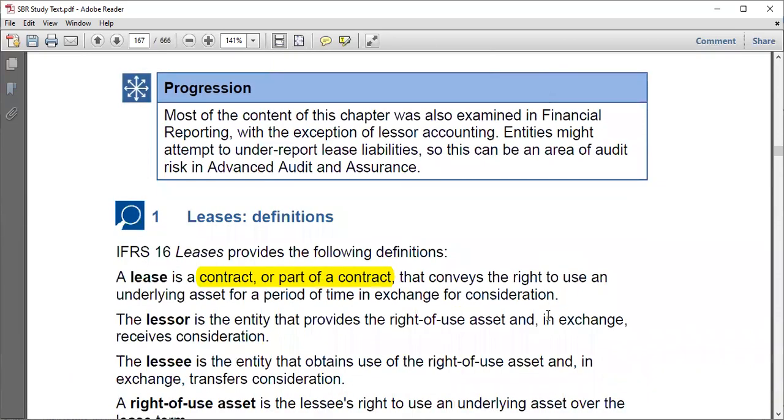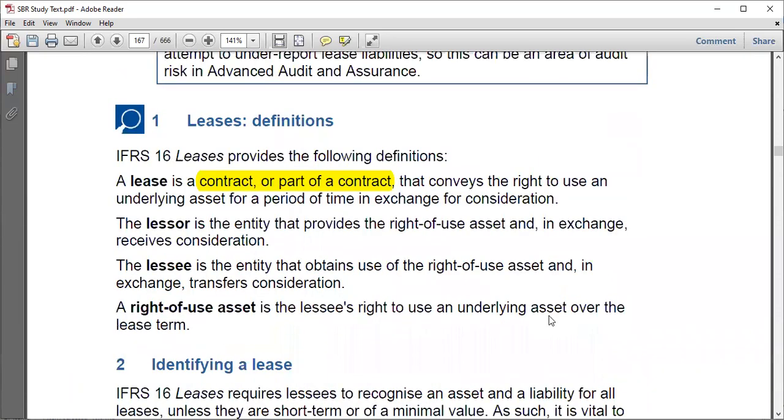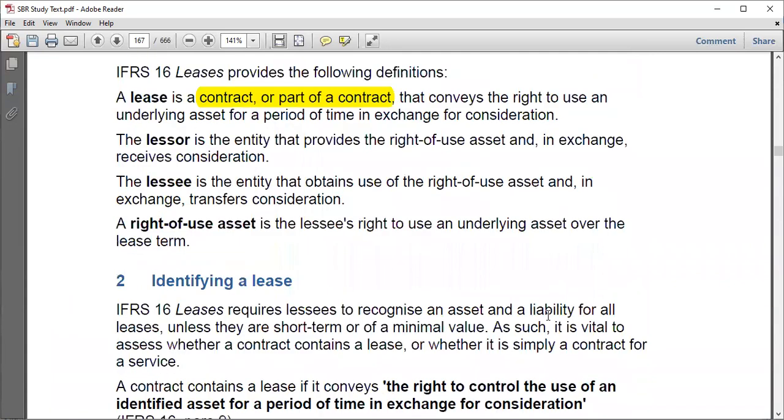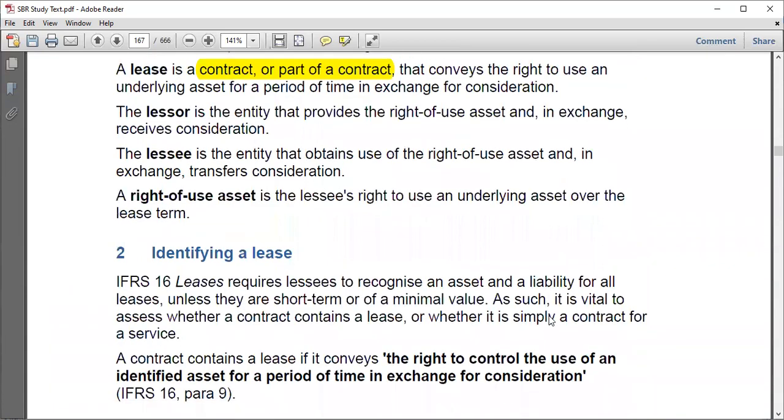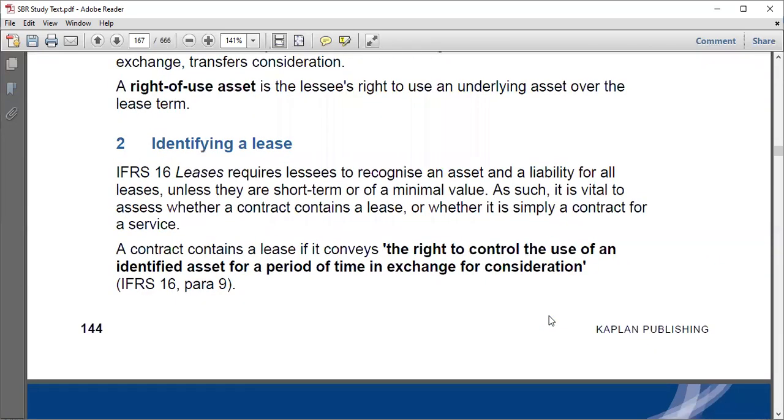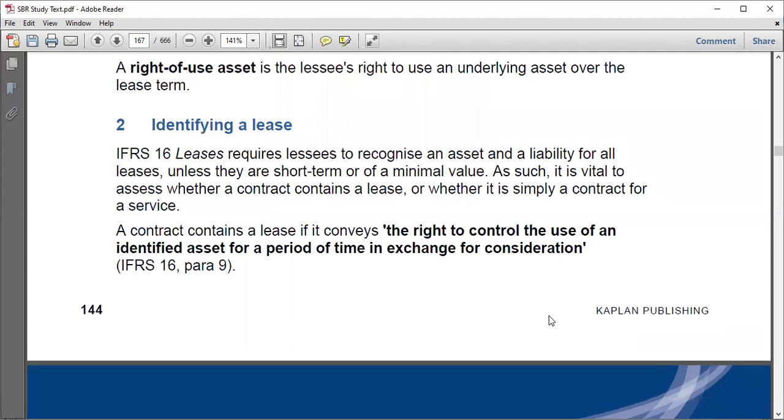As you see, we spoke of the lease, the lessor, the lessee, the right of use asset, something like that. Now remember, I said that a lease is a contract or part of a contract. So when you read a question, you really need to know whether there is a lease or not. A lease should be a contract. If you find any terms that do not constitute a contract, you just say that this is not a lease.